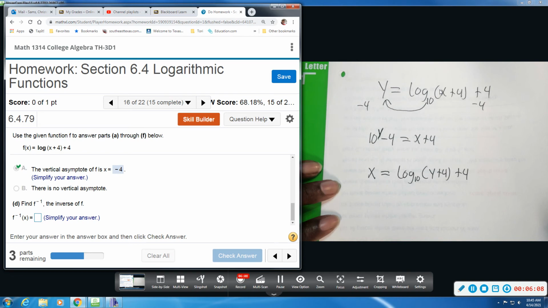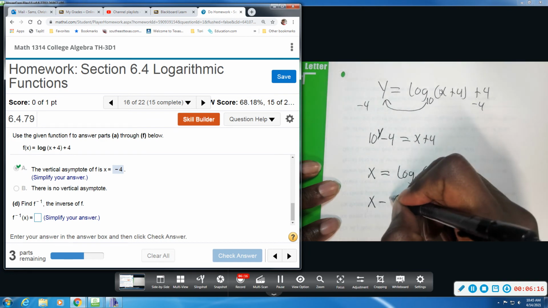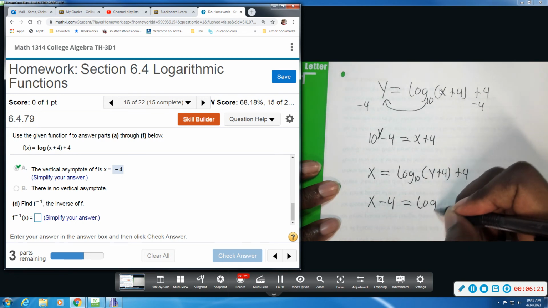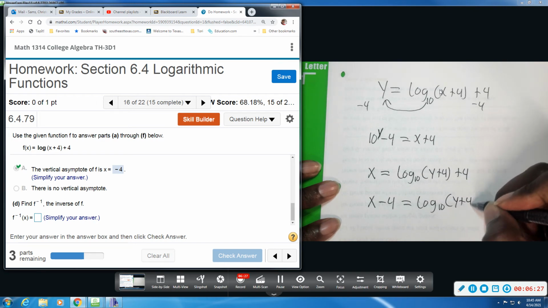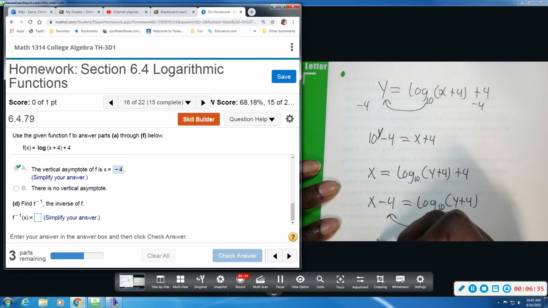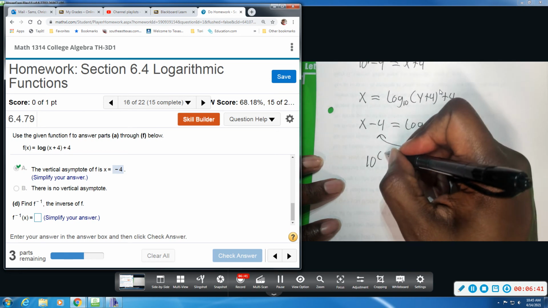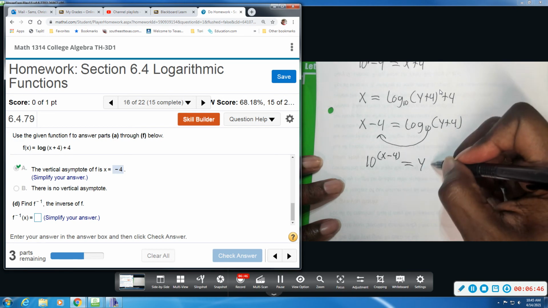All right, so first thing I would do, doing it this way, I would subtract 4 first. So I had x minus 4 equals log base 10 of y plus 4. And then from here, now that you have everything on one side, you take this and raise it to this power, and then we have 10 raised to the x minus 4 power equals y plus 4.